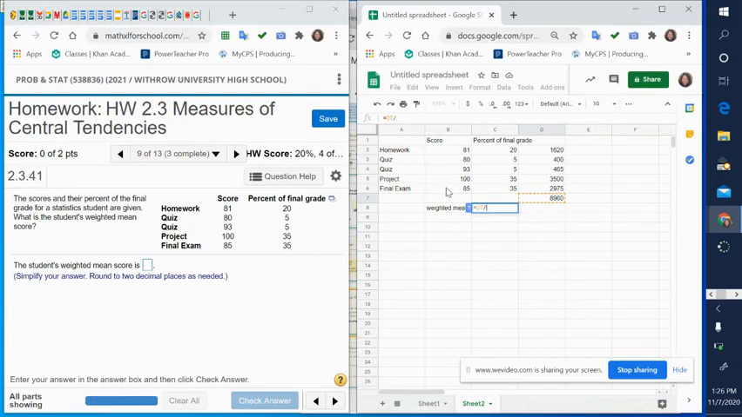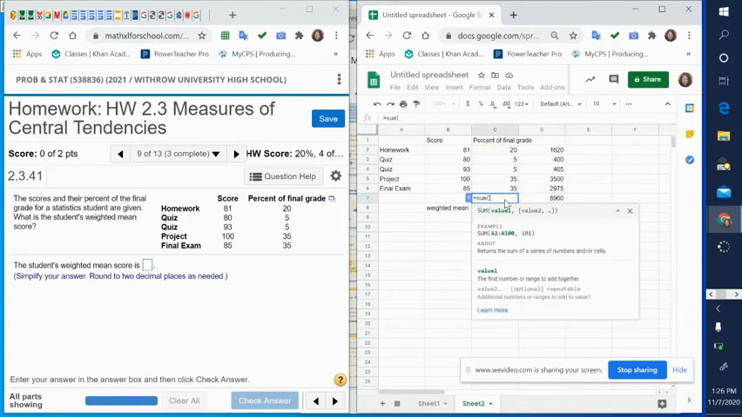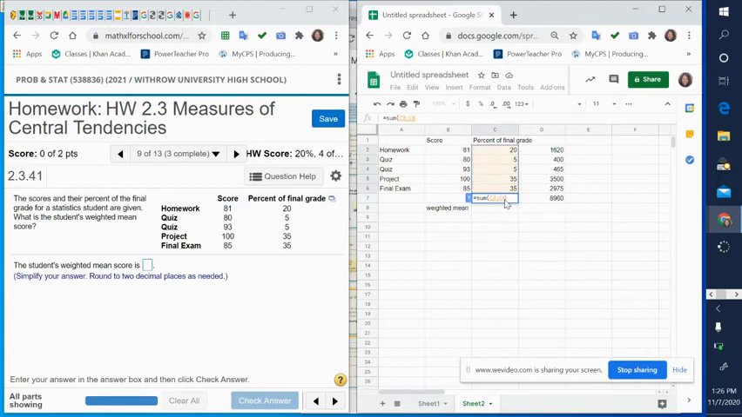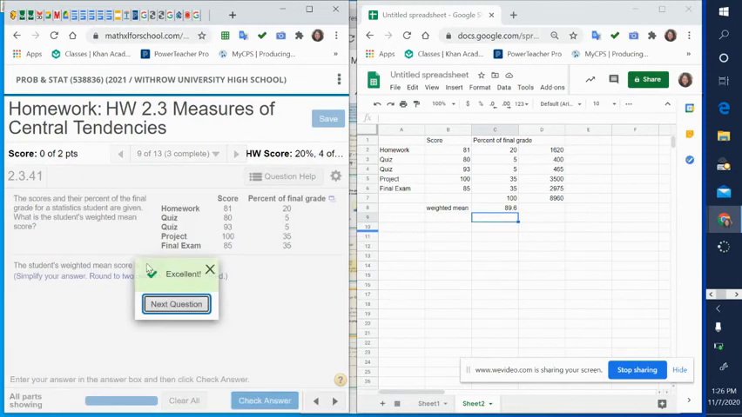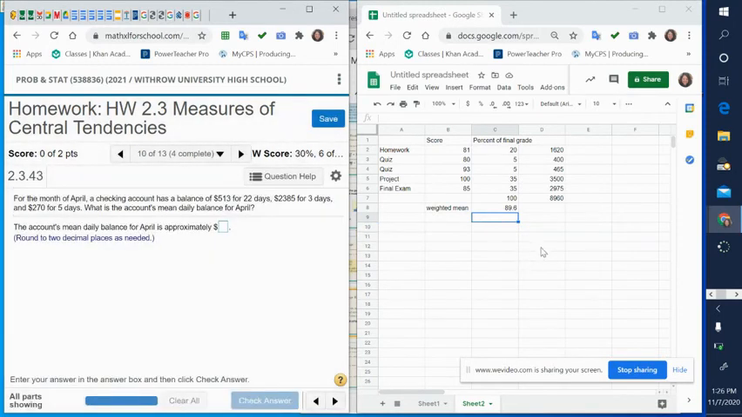No. I divided by, my bad. I divided by the total weights. So let me do that. Sorry. Equals, add all these up. 100. So my weighted mean, I'm going to take this and divide it by this, and 89.6. It says here, simplify your answer, round to 2 decimal places. So 89.60. If we're right, ka-chow. I almost made a mistake, didn't I?